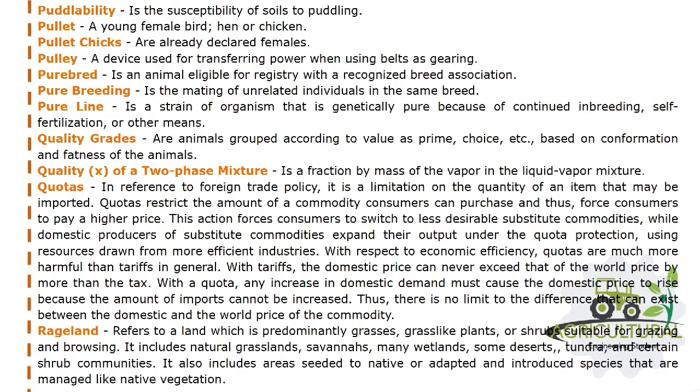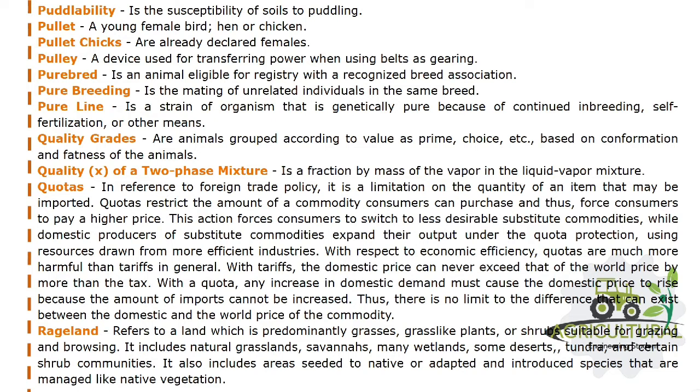Puddleability is the susceptibility of soils to puddling. Pullet, a young female bird, hen or chicken. Pullet chicks are already declared females. Pulley, a device used for transferring power when using belts as gearing.